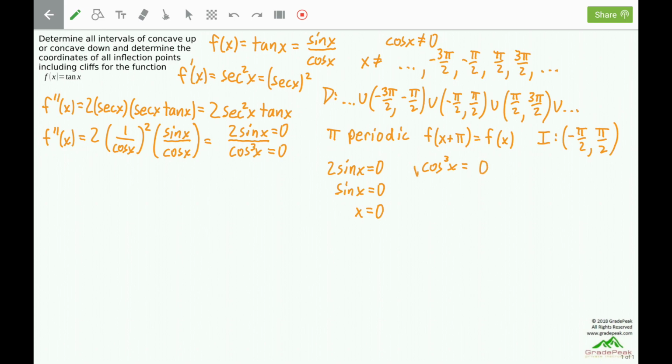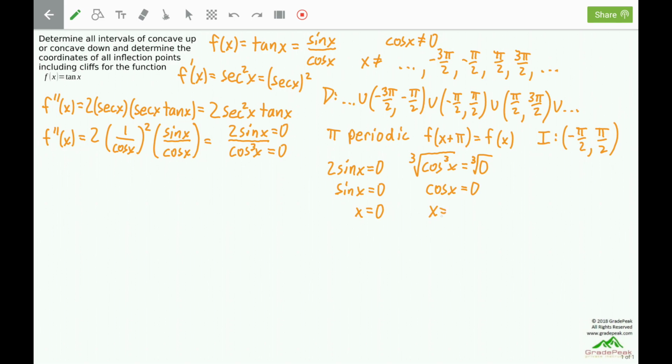The first thing to do is take the cubed root of both sides, since it's cosine cubed. The cubed root and cube cancel each other out. The cubed root of 0 is 0. And so we want to solve for every place that cosine equals 0 between negative pi over 2 and positive pi over 2. It does not include negative pi over 2 or positive pi over 2, which are the places where cosine would have been 0. So there is nowhere else in that interval.